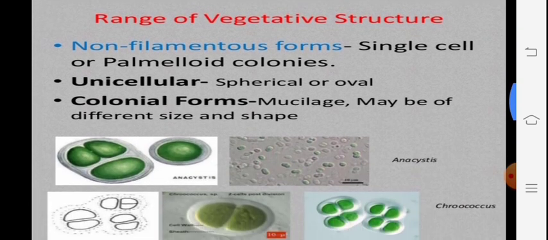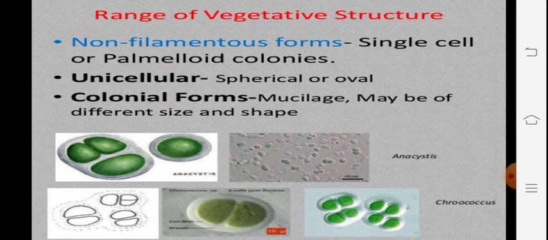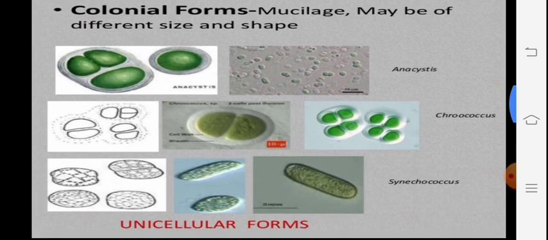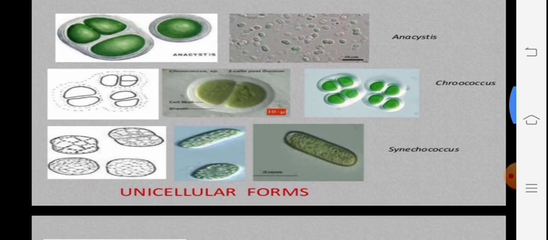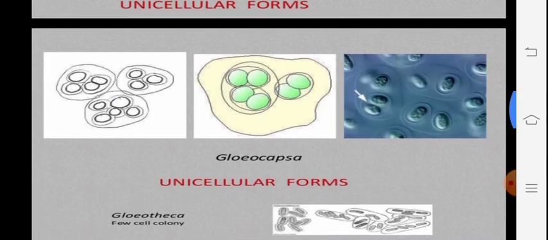Then the range of vegetative structures in the cyanophyta. They are generally single or palmelloid colonies, unicellular, spherical or oval, or colonial forms. They show this due to the mucilage. So just observe here Synechocystis. It is a singular colonial form. Synechococcus, like this one. Then Cyanococcus. It is like unicellular forms.